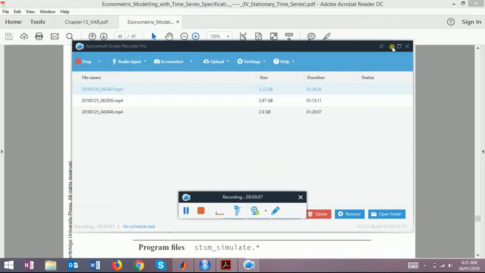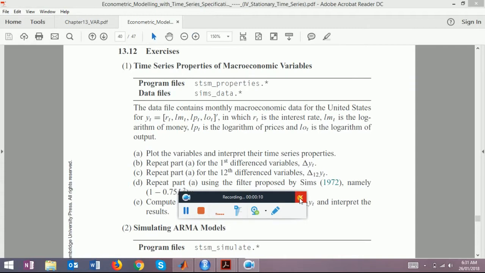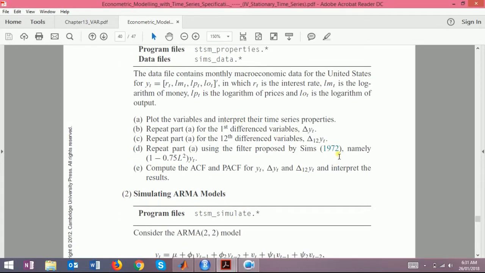Now we're going to talk about another very important portion of Chapter 13, VAR models. We're going to start our application and see how VAR models work out. The first problem is time series properties of macroeconomic variables, where we have data files for monthly macroeconomic data. For the US, we have the interest rate, the logarithm of money, the logarithm of prices, and the logarithm of output.